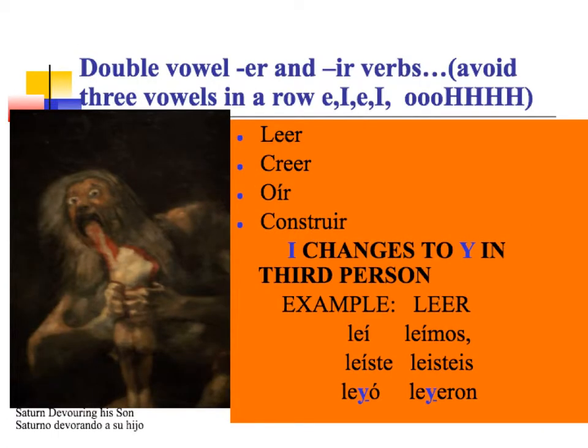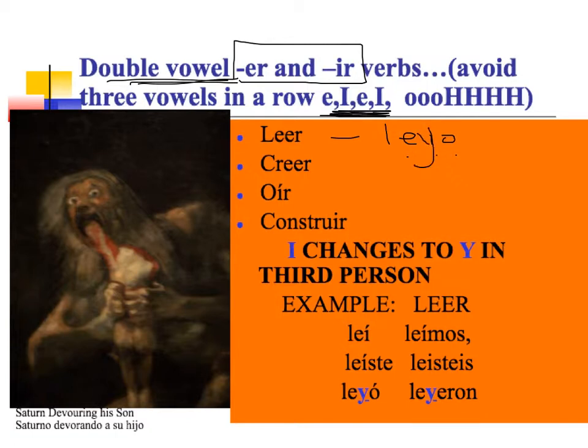And last but not least, another idea we already talked about. We talked about this with the ER and IR verbs that have two vowels. Those double vowel ER-IR verbs, we don't want so many vowels in a row. Remember the thing about avoiding the three vowels? Maybe think of it as we don't want E-I-E-I-O, you know, Old MacDonald had a farm. So if I was going to do leer, here's my stem. If I put on the IÓ ending or even the IERON ending, I'm having the same issue of this vowel thing that's very hard to pronounce. So the I turns into a Y.